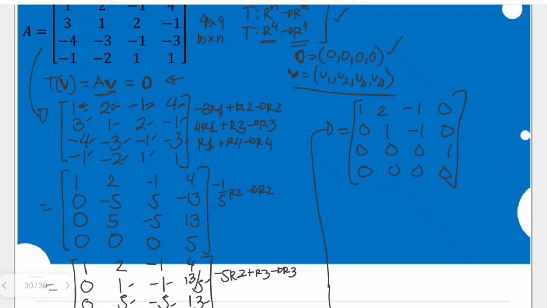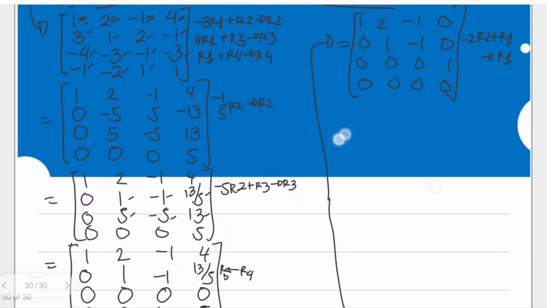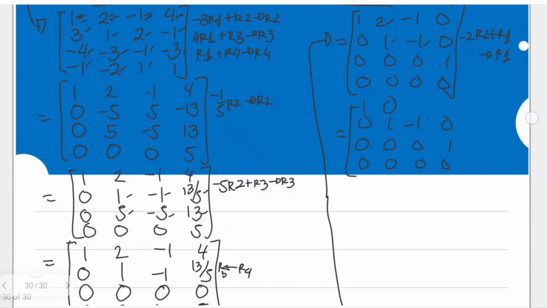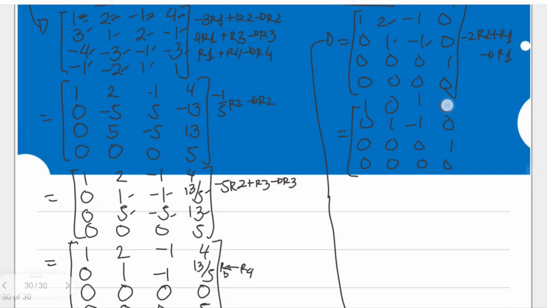Again, we're going to multiply negative 2 to row 2 plus row 1 for a new row 1. We have here 0, 0, 0, 0, 0, 0, 0, 1, 0, 1, negative 1, 0. This is still 1. Negative 2 times 1 is negative 2 plus this, 0. Negative 2 times negative 1 is positive 2 plus that, positive 1, and this is still 0. This is now the final form of our reduced row echelon form.